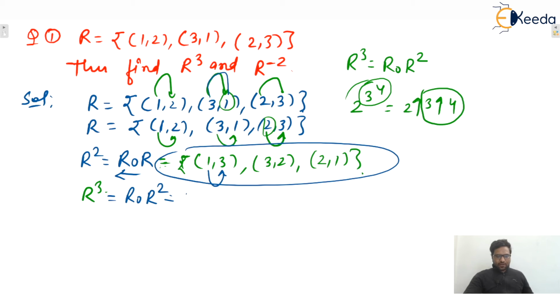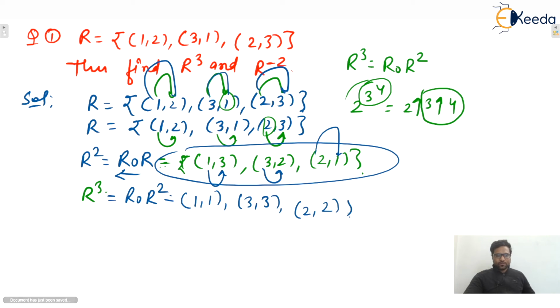So we can say that one pair will be what? 1 comma 1, then 3 comma 2, and in r, 2 comma 3 is there. So we can say that 3 comma 3 will be there, isn't it? Yes, 3 comma 3 will be there. Next one, 2 comma 1 is there, and 1 comma 2 is there in r, so we can say that 2 comma 2 will be there in r cube, isn't it?